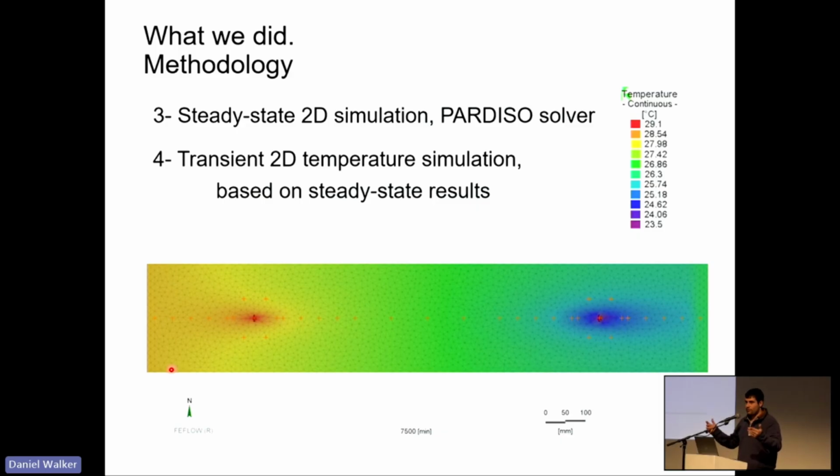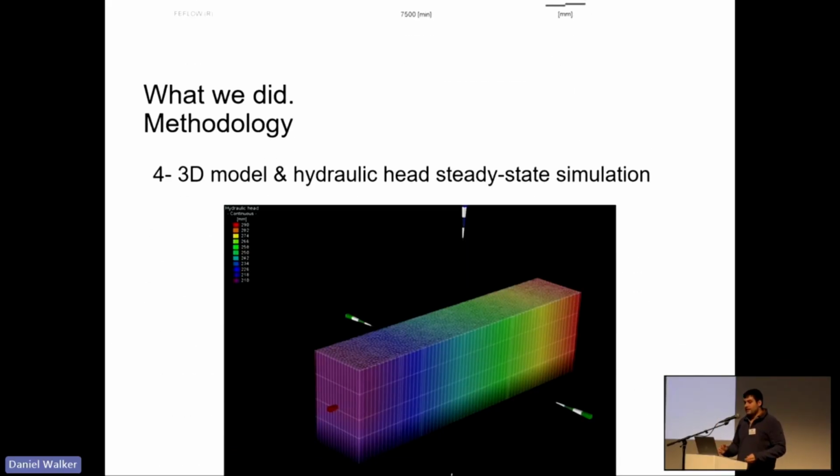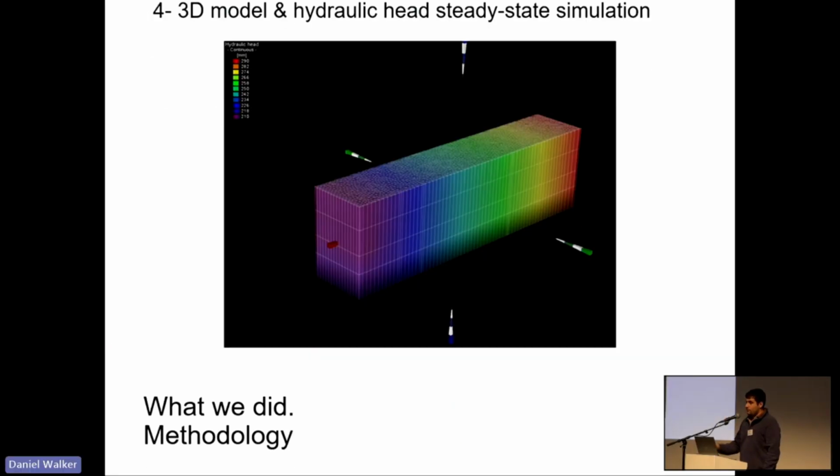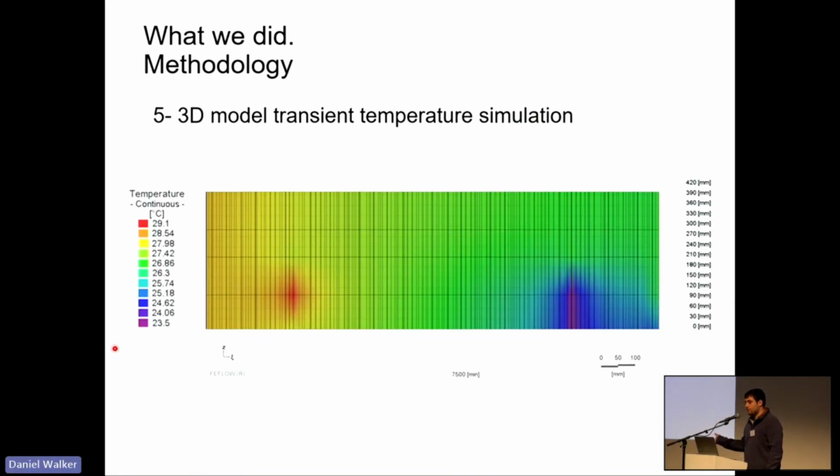With this simulation, we then expand onto a transient 2D temperature simulation using the previous results. And here you can see the result where both wells can be appreciated. What we do next is expand into a 3D model. Here is again the hydraulic head steady state simulation, and then we do the transient temperature simulation. Here we can see a longitudinal section where we can again see both of the wells in action.